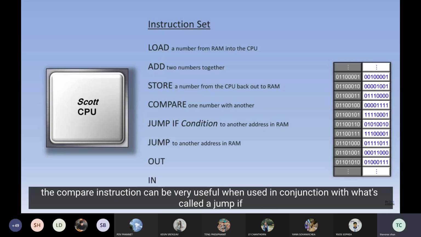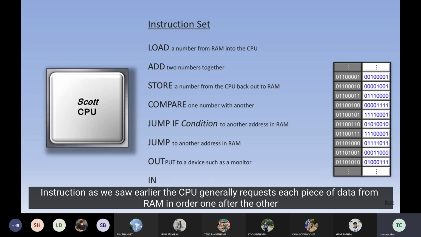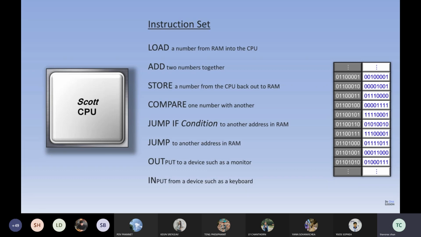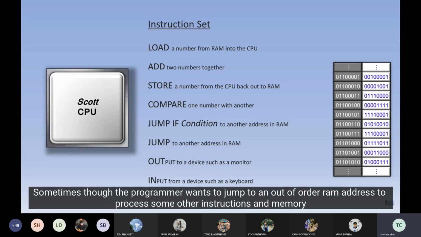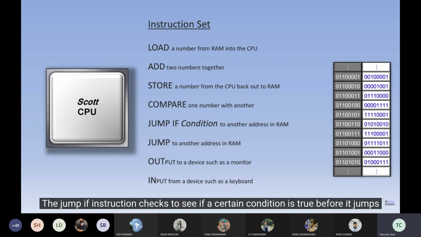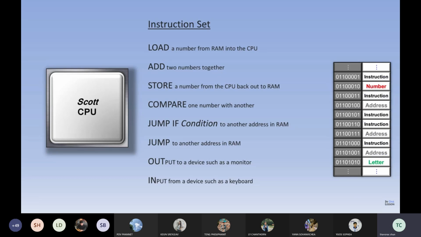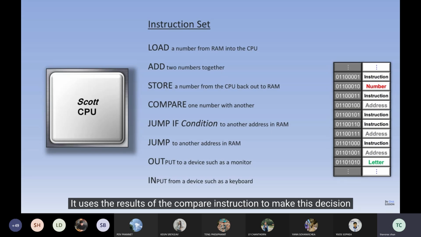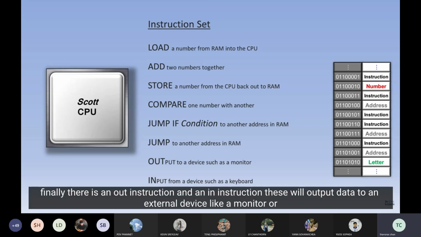Finally, there is an out instruction and an in instruction. These will output data to an external device like a monitor or input data from an external device like a keyboard. These two instructions are often used in conjunction with an address, like we talked about earlier. There are some other instructions in a CPU's instruction set, but these are some of the more commonly seen ones. So as we saw, the data in RAM consists of things like instructions, numbers, addresses, and letters. So let's go through a program that would use this instruction set to play a guessing game.